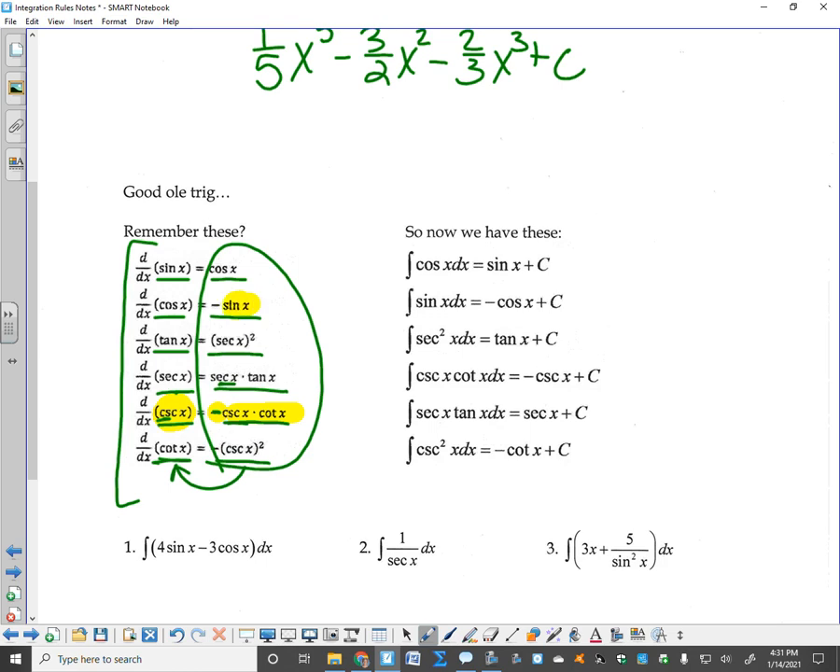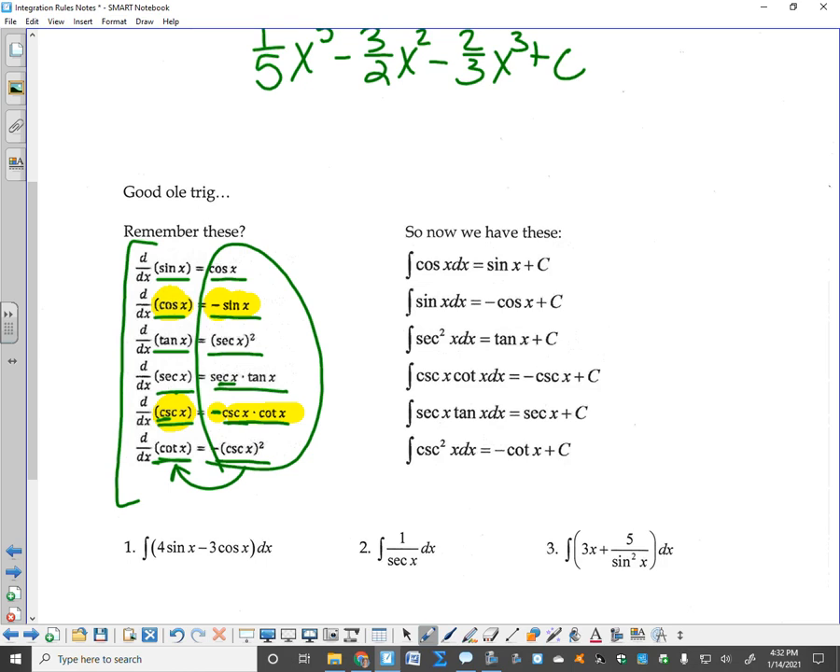How about this one? What if I was just taking the integral of sine? Well, sine is the derivative of cosine, which starts with a c, so it gets a negative. So now that we're going backwards, it's not what you're taking the integral of. If it starts with a c, does your answer start with a c? If so, it gets a negative.